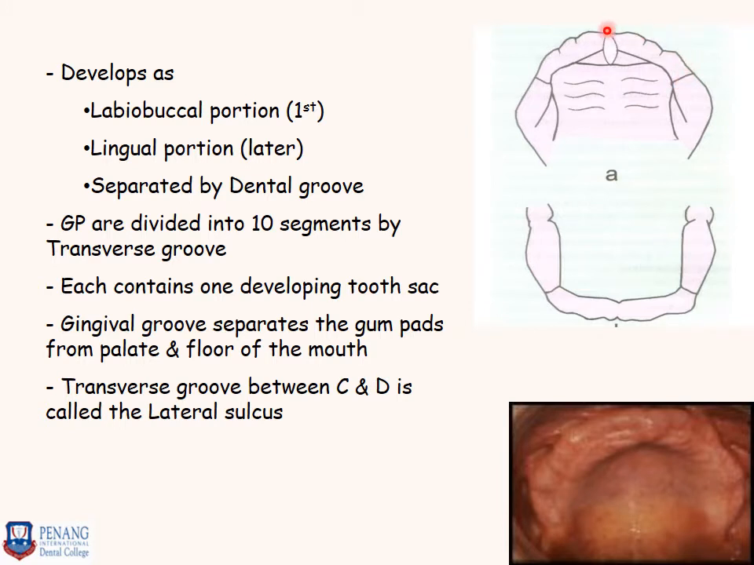So this is your labiobuccal portion, this is your lingual portion, same for the mandibular also. The lingual portion is separated from the labiobuccal by the dental grooves, and there are transverse grooves separating each developing tooth sac. And the last, which is the lateral sulcus, is between C and D, that is the canine and the first molar region.